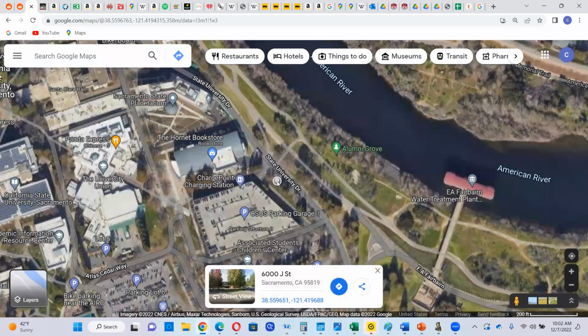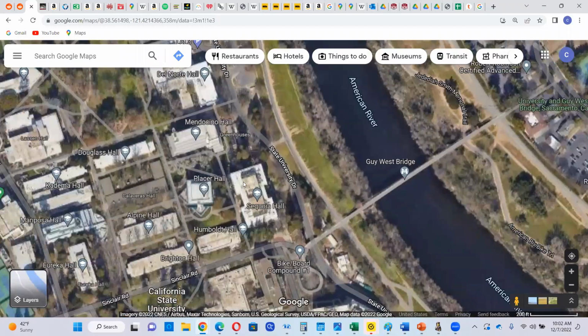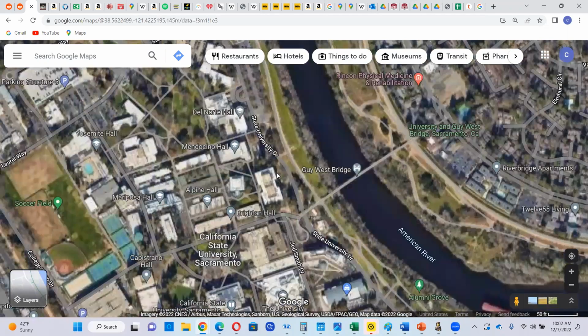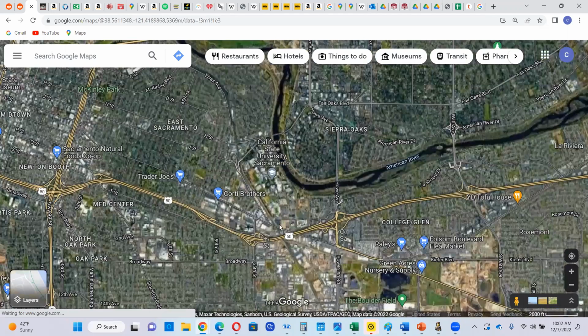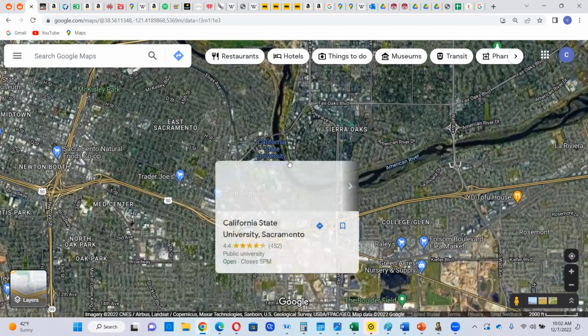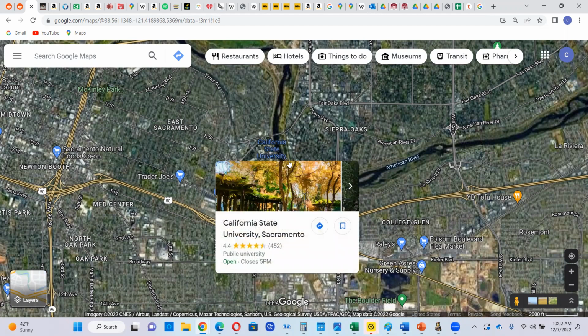Oh, okay, wait. How can I get? Oh, there's the Hornet Bookstore. Good. So here we are. We are there. Then here's Highway 50. So we are north of 50. 50's over there. So anyway, there's my argument. That way is north.